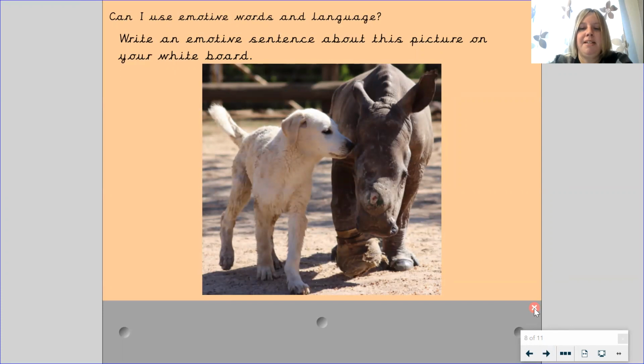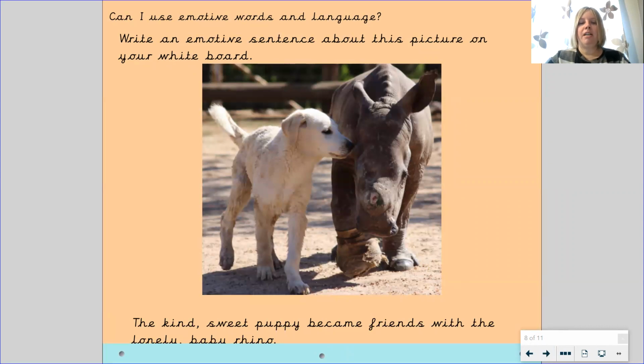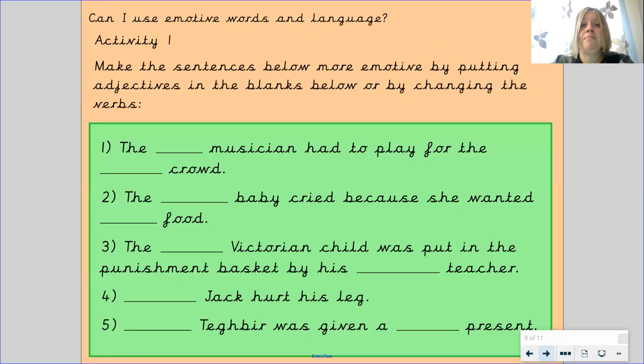Let's have a look at my sentence. The kind, sweet puppy became friends with the lovely baby rhino. How does that make you feel? That makes me feel joyful that they've made friends and that the puppy is sweet, kind and caring towards the rhino, who might not have had any friends, which is why he might be looking a little bit sad and lonely.